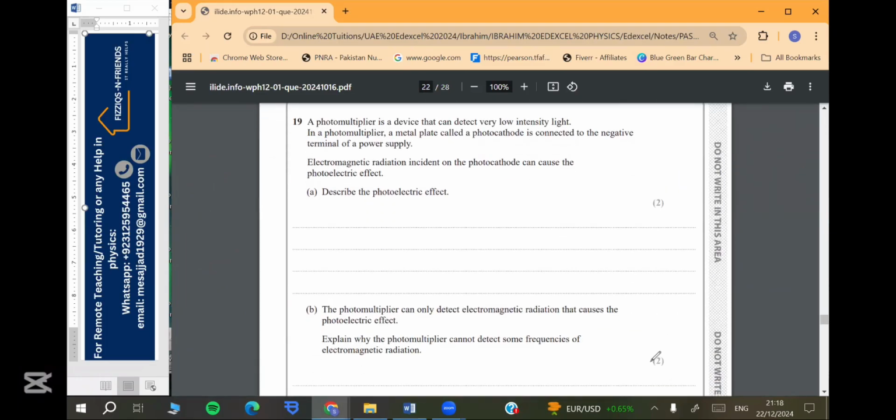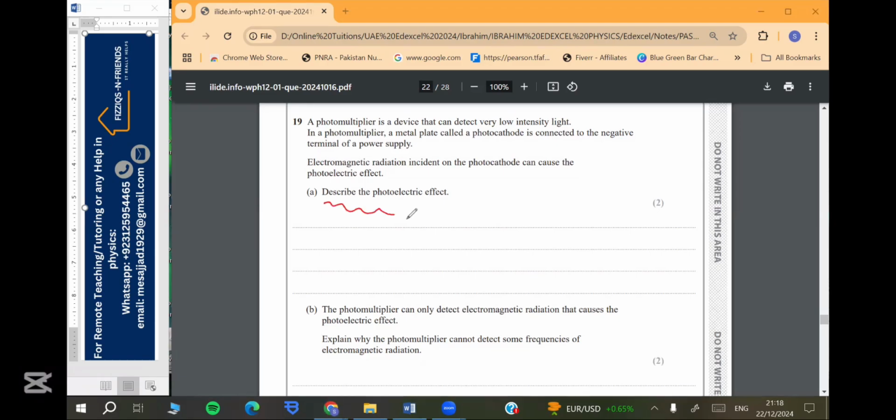19. This is the last question. A photomultiplier is a device that can detect very low intensity light. Okay. In a photomultiplier, a metal plate called a photocathode is connected to the negative terminal of a power supply. Electromagnetic radiation incident on a photocathode can cause the photoelectric effect. Describe the photoelectric effect. Okay.